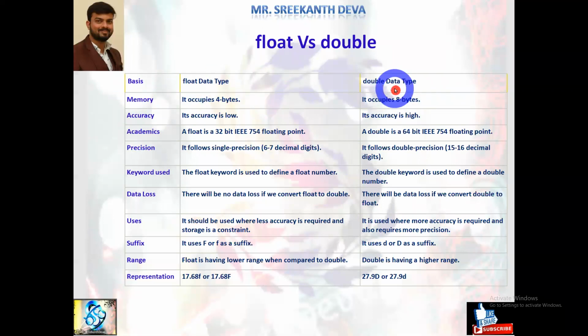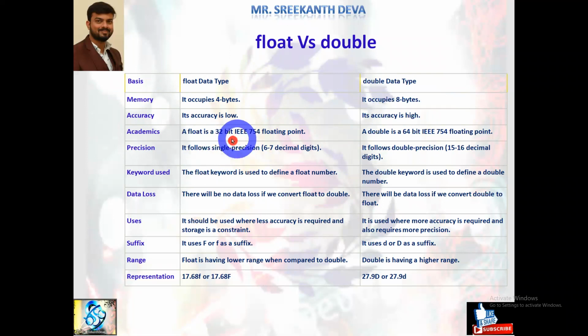Memory: float occupies 4 bytes of memory. Double occupies 8 bytes of memory. Float's accuracy is low comparatively to the double data type. The double data type's accuracy is high comparatively to the float data type.